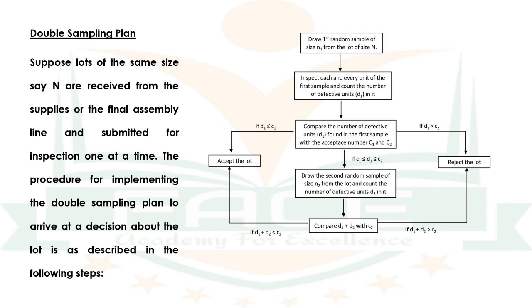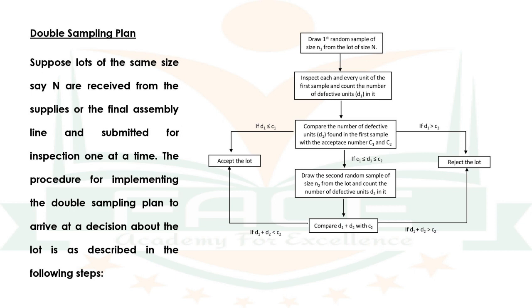First, we draw a random sample of size N1 from the lot of size capital N. This is our first sample. We inspect each and every unit of this first sample and count the number of defective units D1 in it. Then compare the number of defective units D1 found in the first sample with the acceptance numbers C1 and C2. Now we have three options.